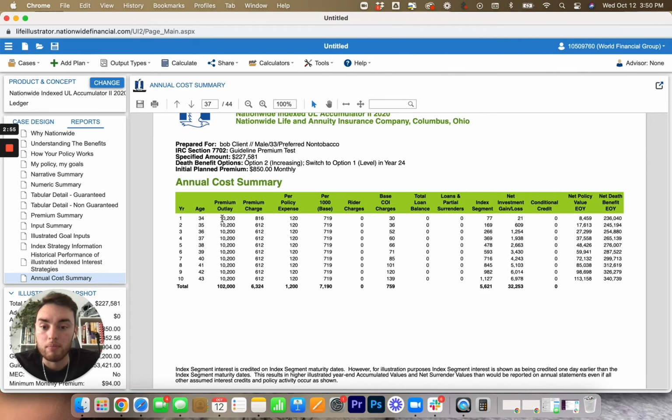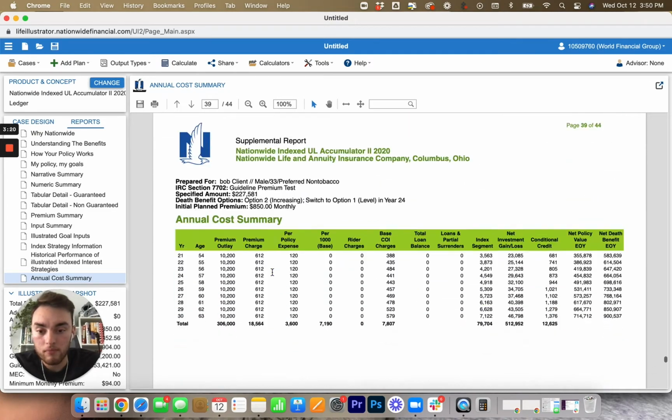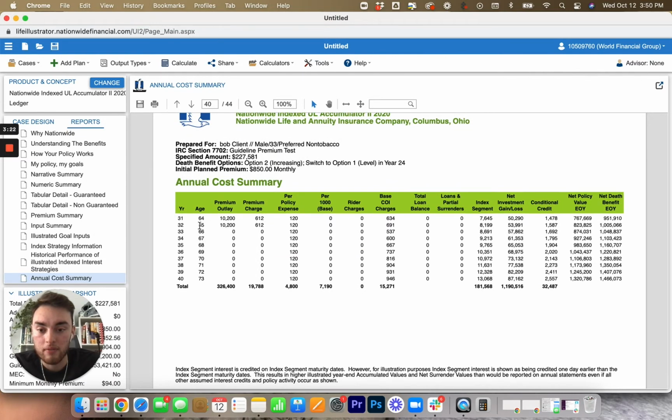And so this person is putting $10,200 in a year, or $850 a month, and this premium charge is just a percentage of whatever you put in annually that the life insurance company will take. So $612 all years, but $816 in the first year. And so if we look here, at age 65, you've had this policy for 32 years, and at age 65, you're done making payments. And because of that, now these are all zeros as well.